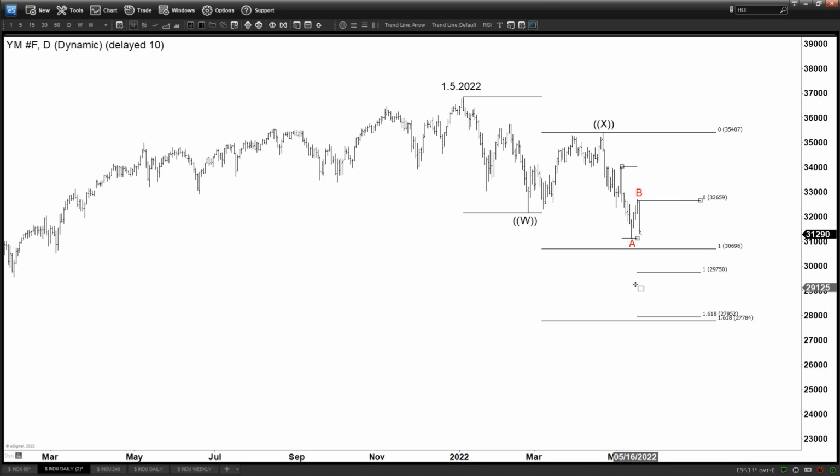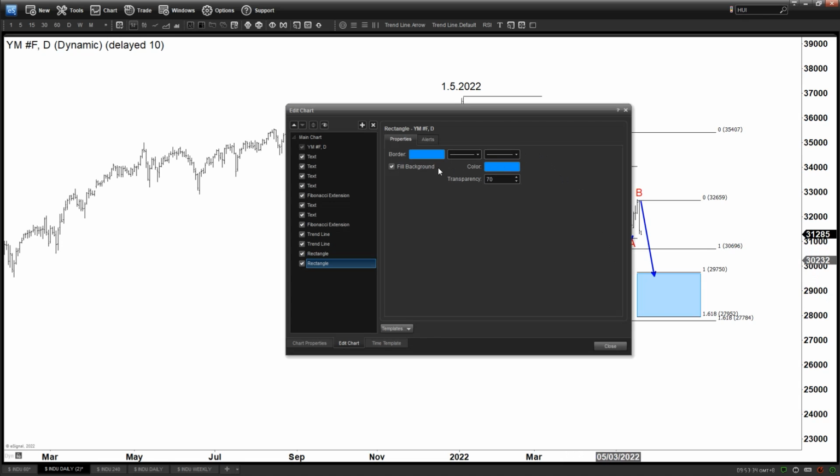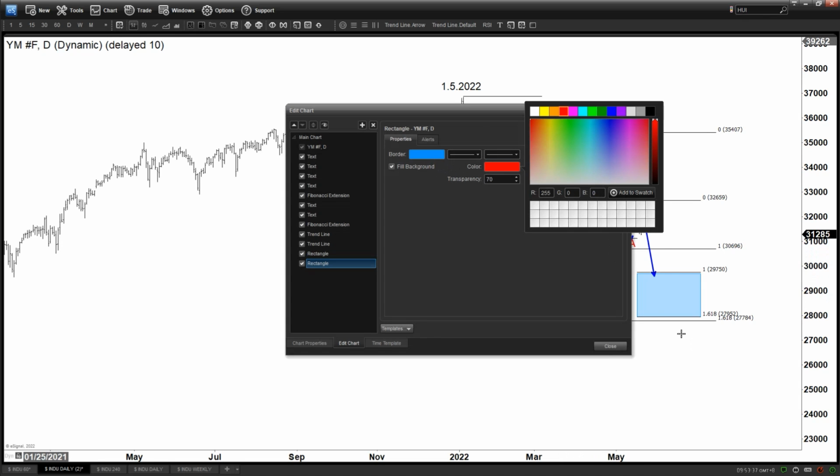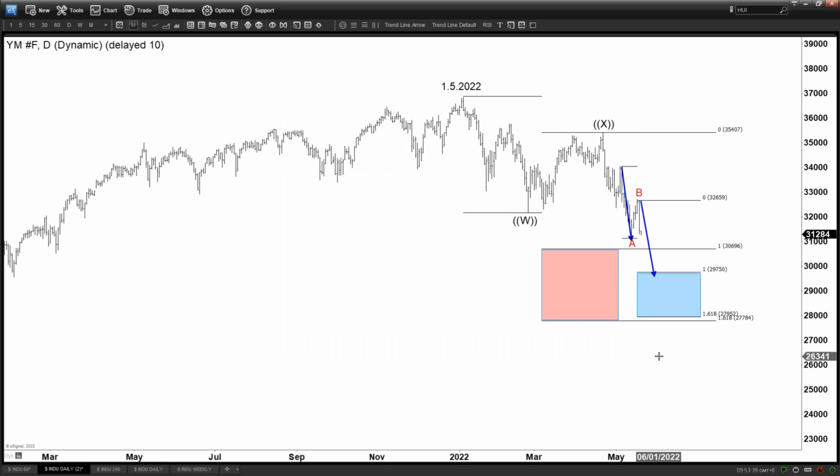29,750, which is still, you see this is what I'm saying here, this internal here, the 100% to the 161.8% of the A, is still within this area, also within the bigger 100% extension area, right? You can see it is contained within this bigger one right here. So this blue box is contained within the bigger red box, right? So that means we are looking for somewhere around this area to finish, probably below 30,000.